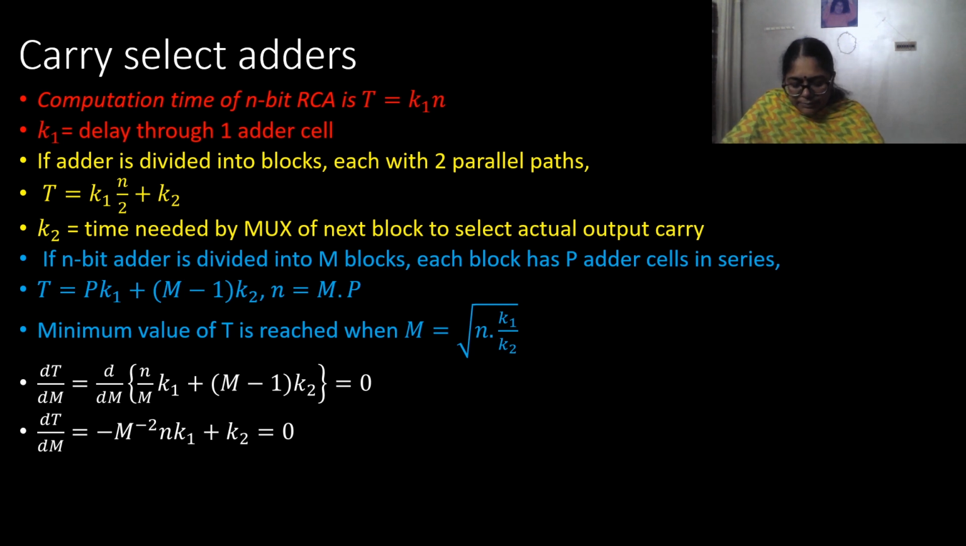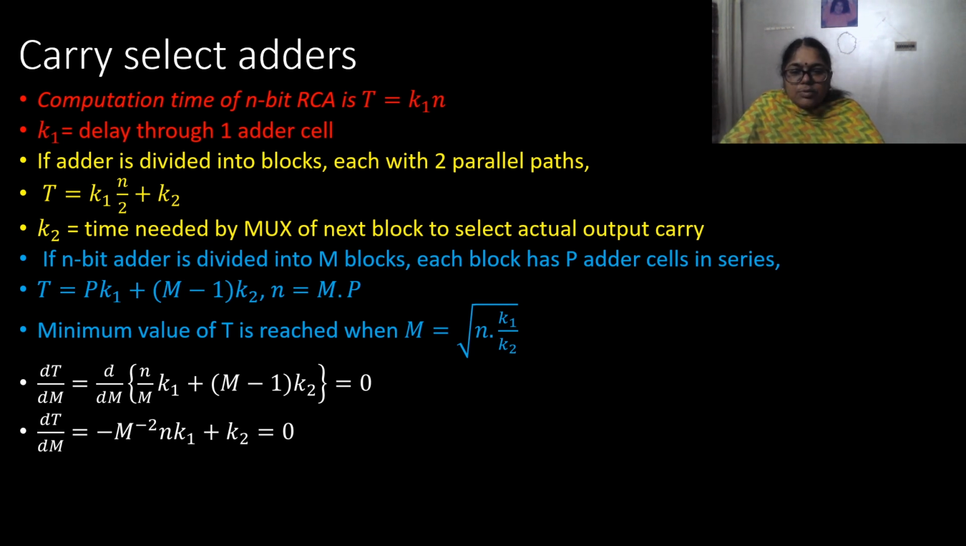One particular block has p adder cells, and in those p adder cells the carry has to be propagated to the output, that is, the last adder cell in that block. Thus, the time taken to get the carry output from one block will be p into k1, where k1 is the delay through one adder cell.